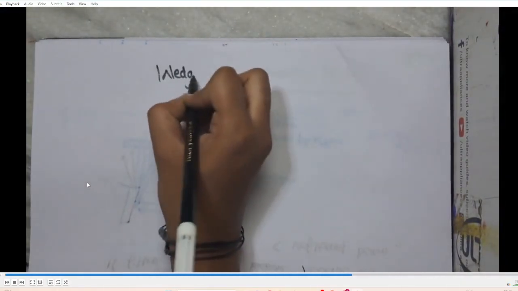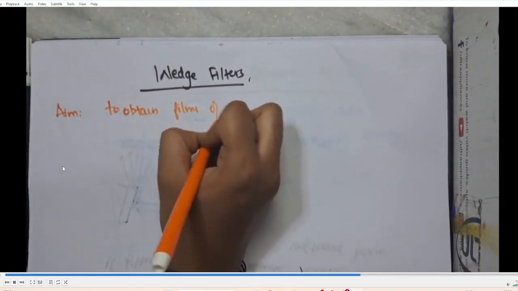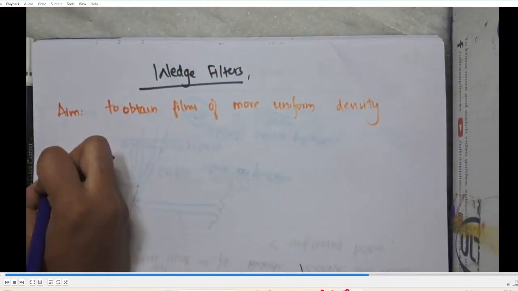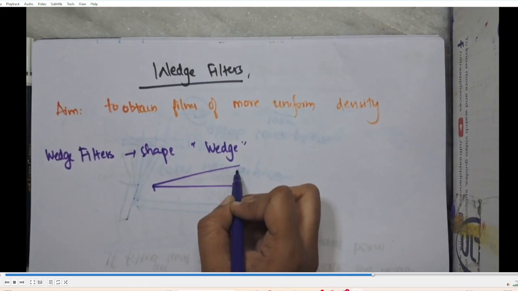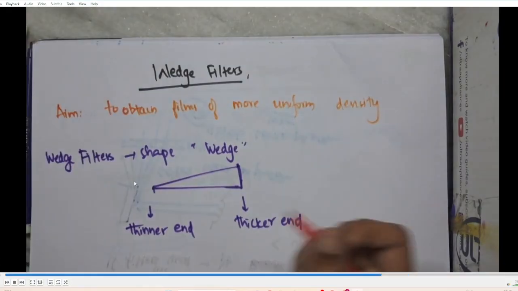Then the next important thing is wedge filters. Wedge filters are occasionally used in diagnostic radiology to obtain films of more uniform density, when the part being examined diminishes greatly in density from one field to the other. The wedge filters are shaped like a wedge, with one end being the thicker end and the other end being the thinner end.